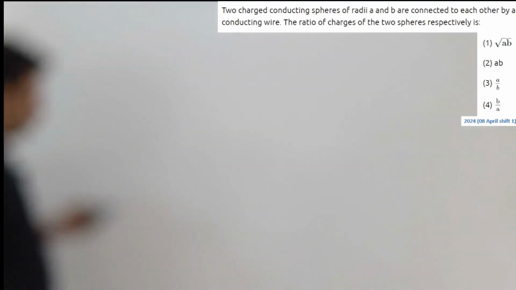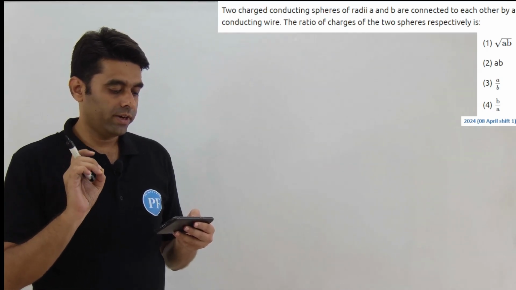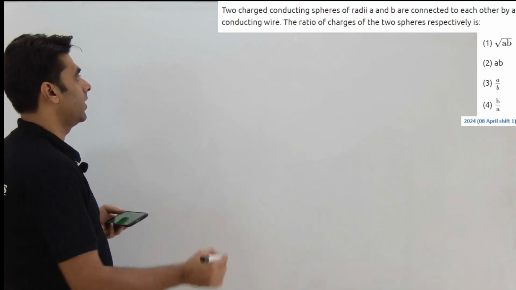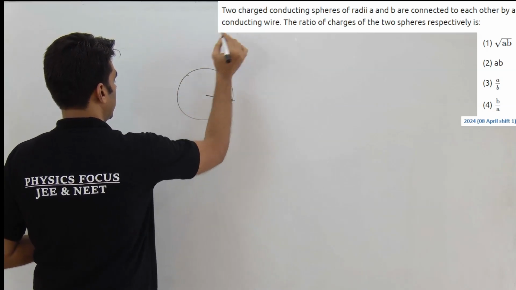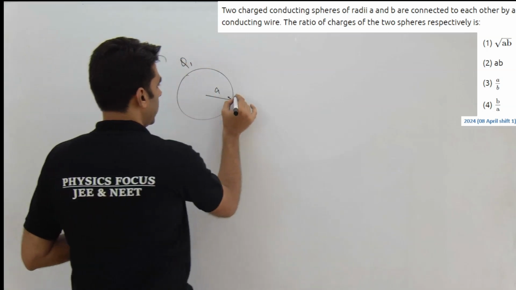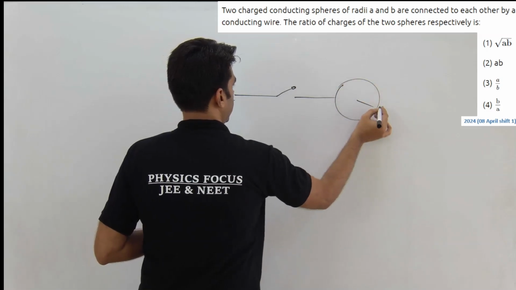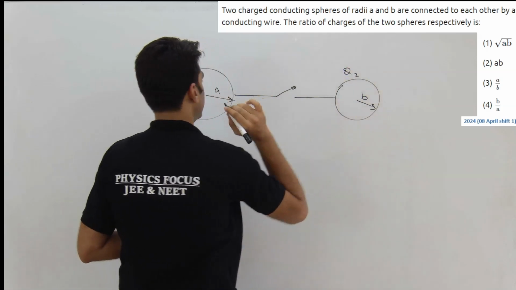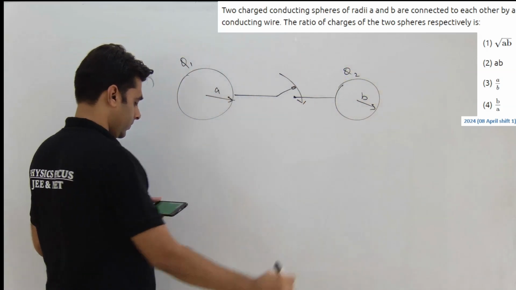So our next question says, two charged conducting spheres of radius A and B are connected to each other by a conducting wire. So let's say this is A, the radius is A. Let's say the initial charge is Q1, and another sphere having radius B, initial charge is Q2. This is what they have given.